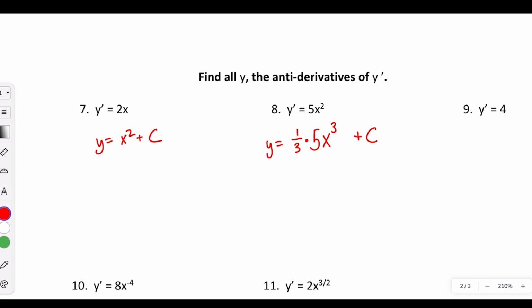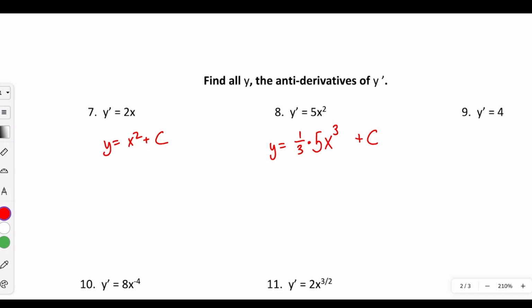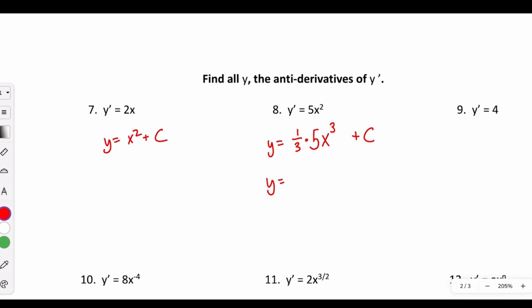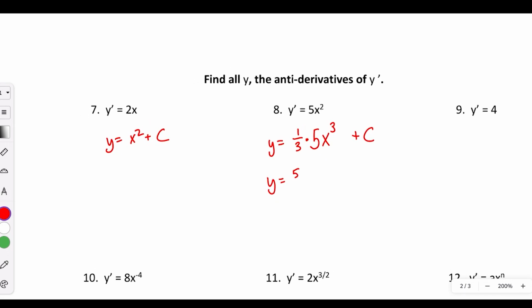So you'll get there. It's just what's there divided by the exponent. The new exponent, yeah, the bigger one. So just add the exponent plus 1. So you're doing like a double change. So we'll combine these and write this as 5/3 x cubed plus c.